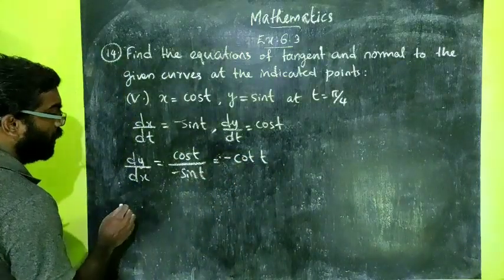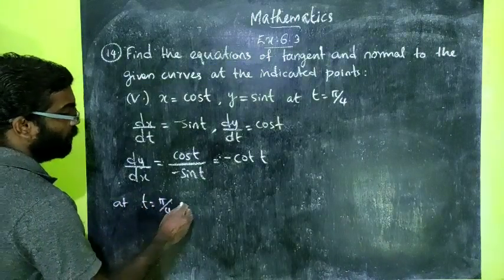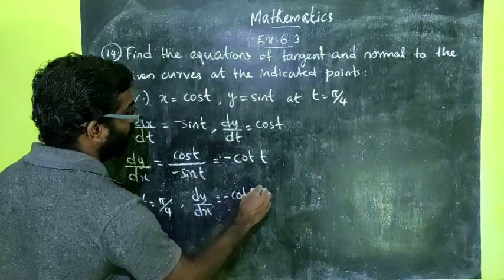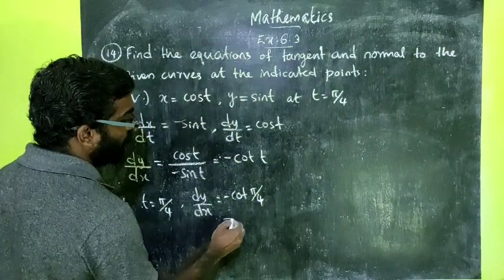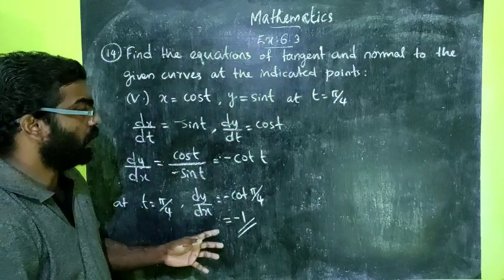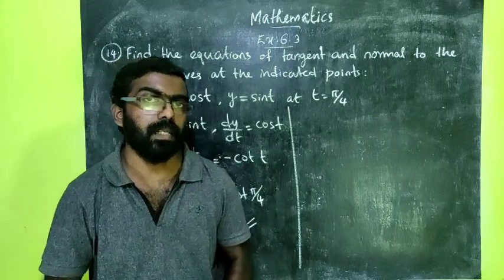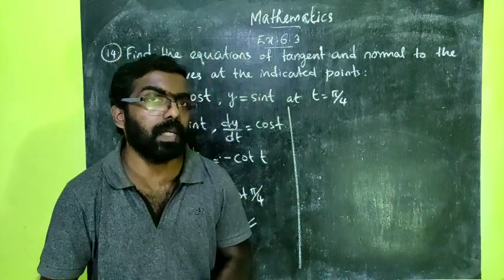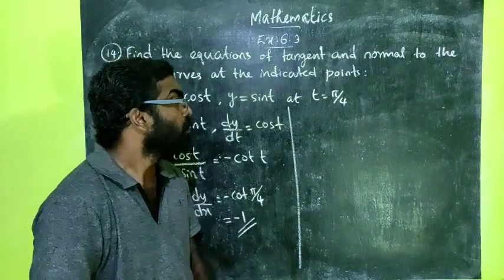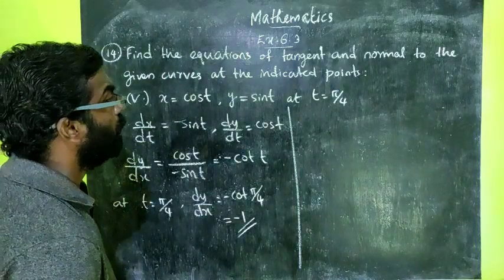Okay. And t is equal to pi by 4. At t is equal to pi by 4, dy by dx is equal to minus cot pi by 4. Cot pi by 4 is 1, so it is minus 1. Okay, that means the slope of the tangent is minus 1. Now we can write the equation of tangent and normal. Here the equation of tangent is y minus y0 is equal to f dash of x0 into x minus x0. But we don't know the values of x0 and y0. So first of all, we can find those values.